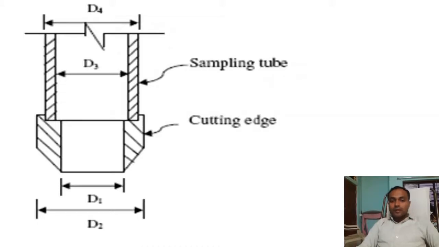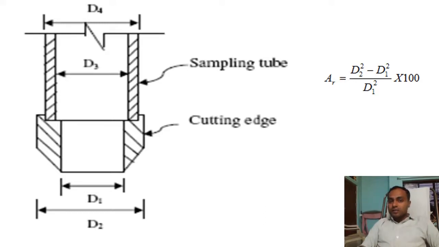Now, sampling tube means where the soil sample is collected, and cutting edge is what helps you insert the sampler inside. That is common sense. Then we have a parameter, the area ratio. Area ratio is a percentage ratio: D2 squared minus D1 squared, divided by D1 squared. This area ratio explains the cutting edge of the soil samplers.